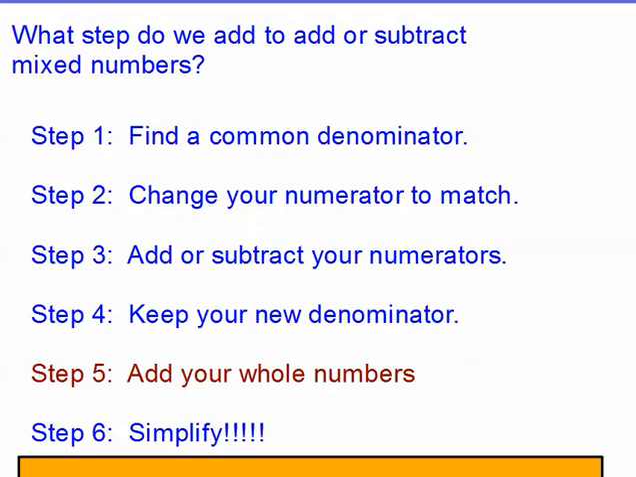And the fraction rules are: find a common denominator, change your numerator to match, add or subtract your numerators, keep your new denominator, add your whole parts and simplify. And then our integer rules, in addition, if both signs are positive or both signs are negative, we add our numbers. If our signs are different, we subtract them. Okay? It's as simple as that.